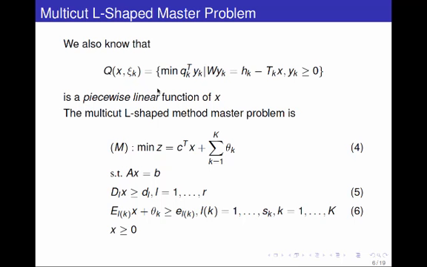Okay, now for the multicut L-shaped problem, the idea is identical. And my question to you is, what do you see in this slide that's any different from what there was in the previous slide? The thetas, the is, are in x prime k. Right.